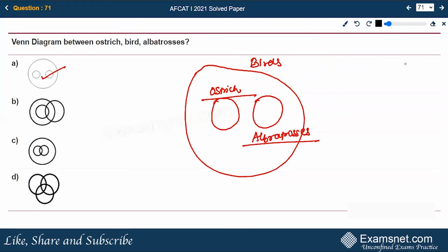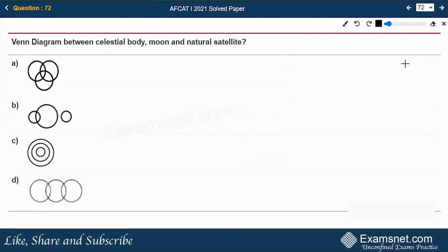Next, question number 72. Venn diagram between celestial body, moon, and natural satellite. See, what is a natural satellite?